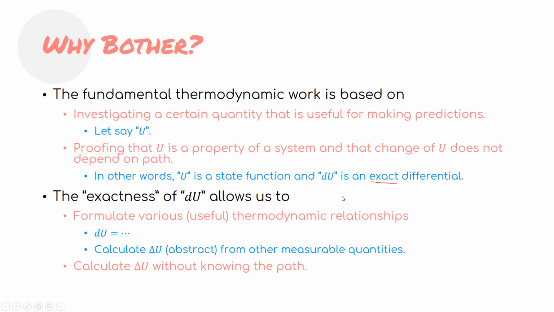And of course, we have the path independent property, so we can calculate the change of U even if we don't know the path, or we can just imagine an imaginary path, and that makes our life easier in calculations or in conceptualizing the change, for example.